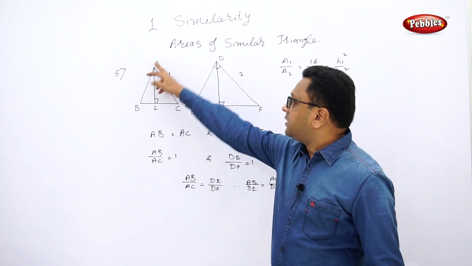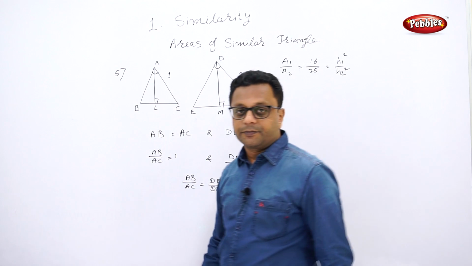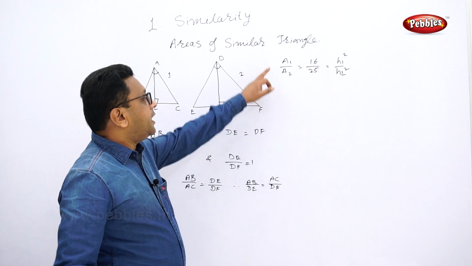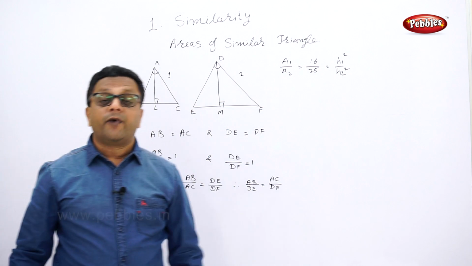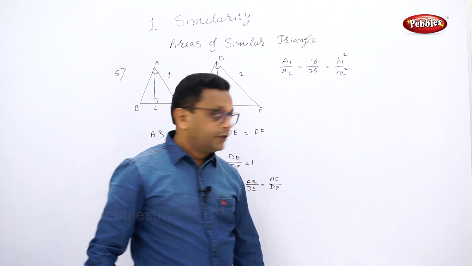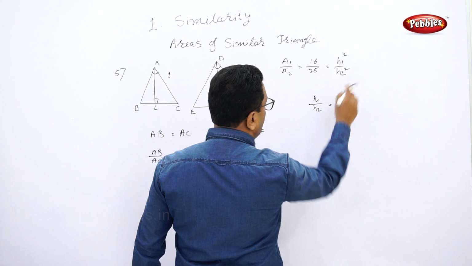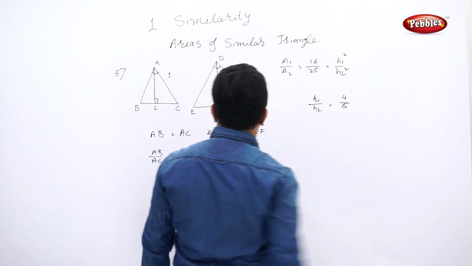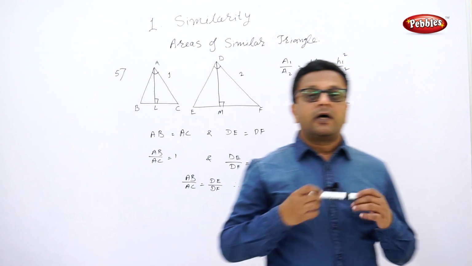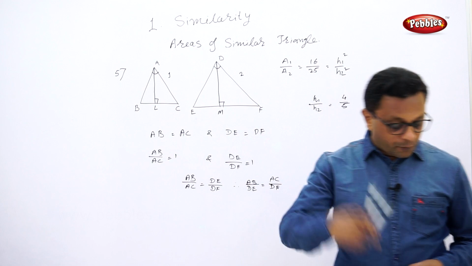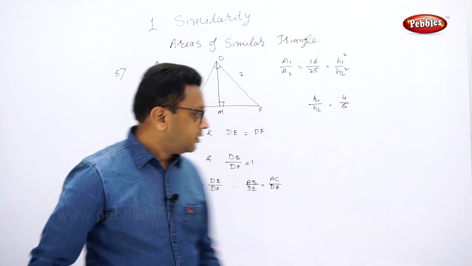So by SAS test of similarity, these two triangles are similar triangles, and hence the ratio of areas of similar triangles is equal to the ratio of squares of their heights, altitudes. So now I can say that h1 upon h2, taking square root of both, is 4 upon 5. So the answer is 4 upon 5. The ratio of their heights is 4 upon 5. So please pause your video and first complete this example in writing.